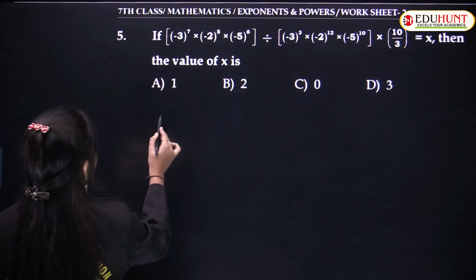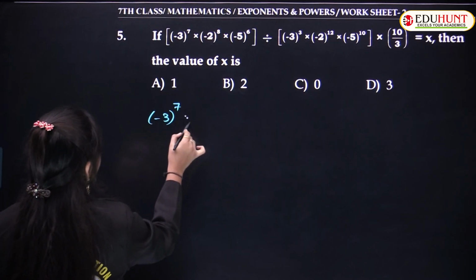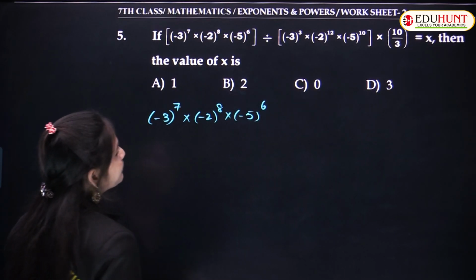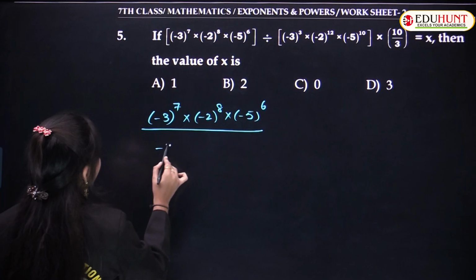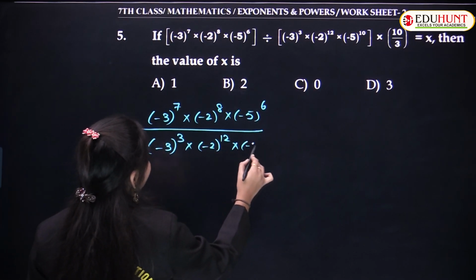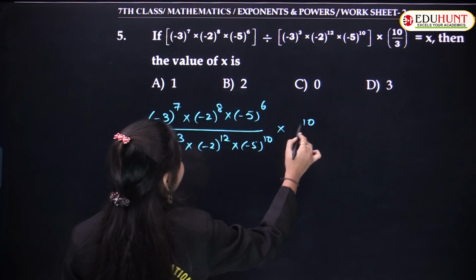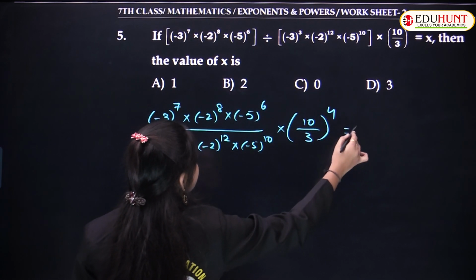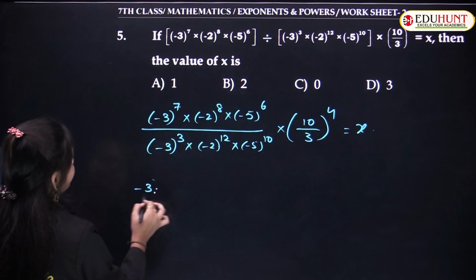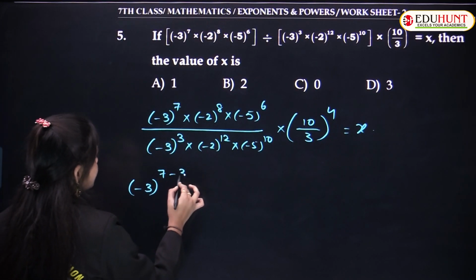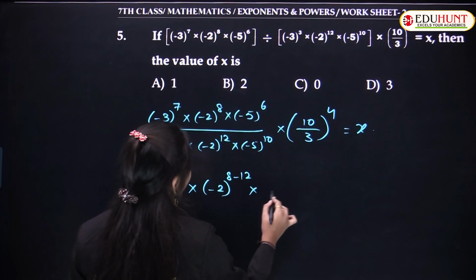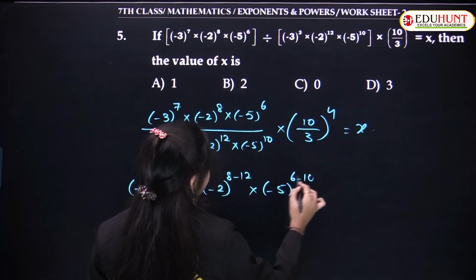Now here, see that (-3)^7 into (-2)^8 into (-5)^6, divided by (-3)^3 into (-2)^12 into (-5)^10 into (10/3) whole power 4, which is equal to x. Understand? Now here, (-3)^(7-3) into (-2)^(8-12) into (-5)^(6-10).